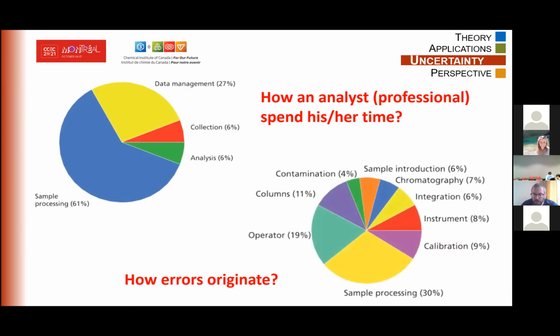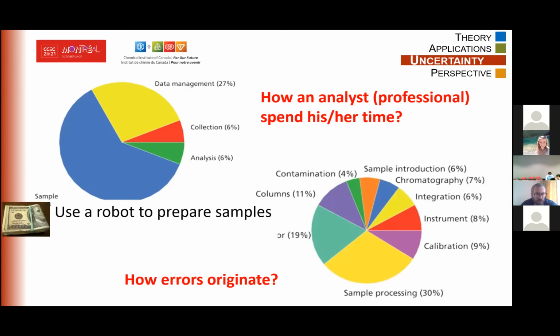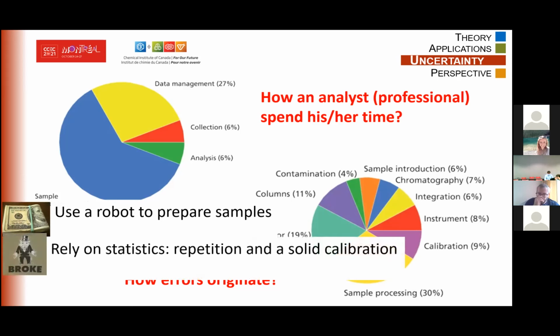Also, the survey asked the practitioners where, according to them, errors originate. And as you can see, 30% of the errors originate from sample processing, so from human error. How do we avoid all these sources of error? Well, if you can afford it, and if you have a more or less standard sample preparation, you can purchase a robot to prepare your samples. Otherwise, you will need to rely on statistics, so repetition and a good calibration.